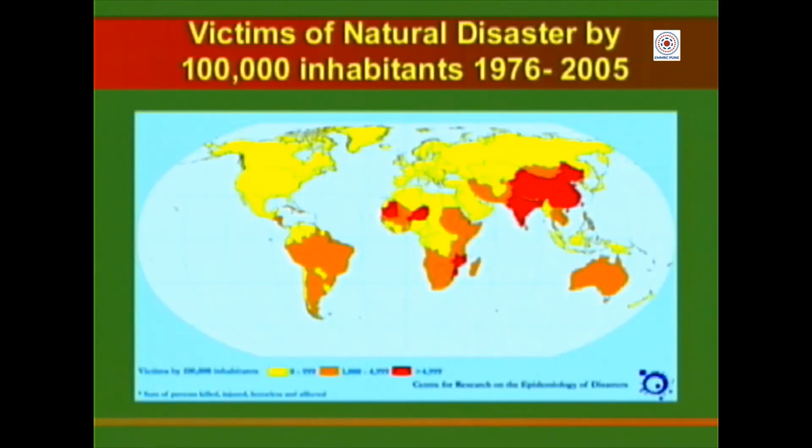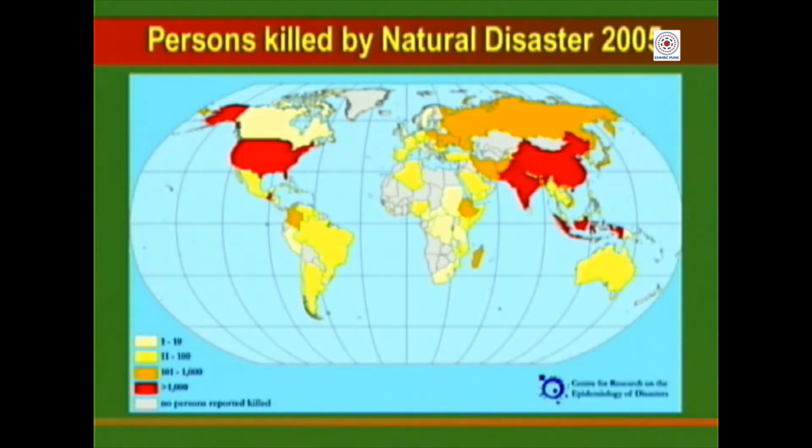Number of victims affected by natural disasters per 1 lakh inhabitants, 1976 to 2005: we find that India, China and parts of Africa have been badly affected by disasters. Number of persons reported killed by natural disasters in 2005: more than 1,000 people have been reported in India and China, and America too.